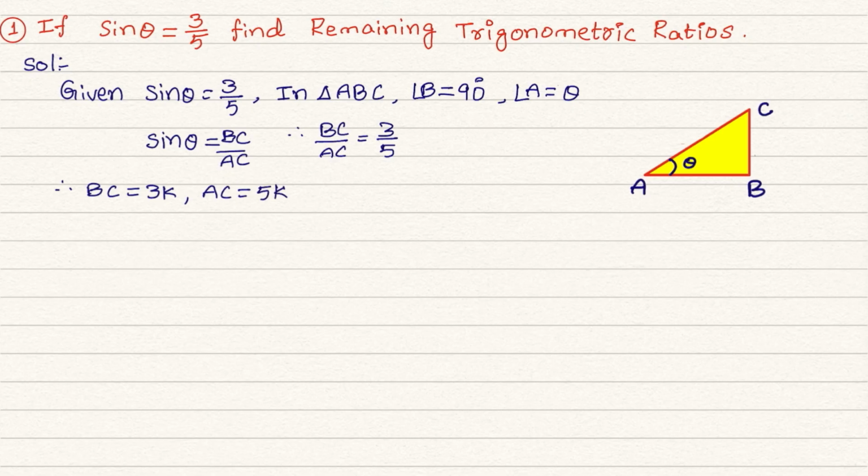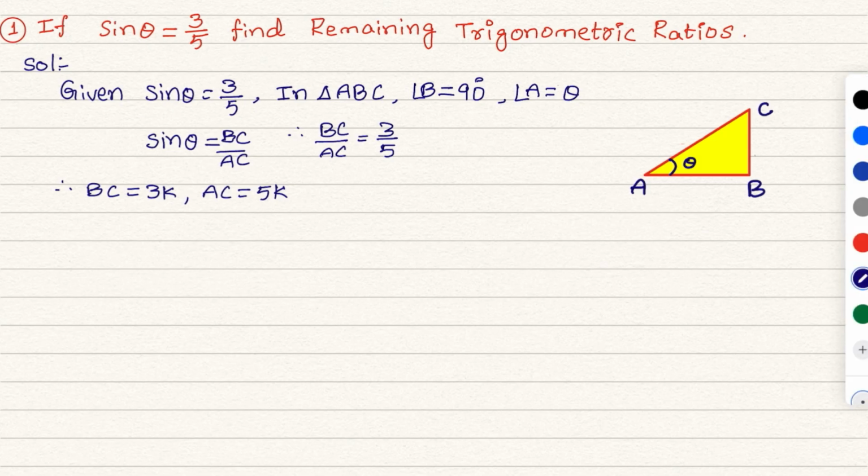Here you may have a doubt like why we are taking K. We take K because it is a ratio, not exactly BC is equal to 3 and AC is equal to 5. 6 by 10 also gives you 3 by 5. 12 by 15 also gives you 3 by 5. So all these values will give you the ratio 3 by 5 only. So BC can be any multiple of 3 and AC can be any multiple of 5. That's why we take BC is equal to 3K and AC is equal to 5K.